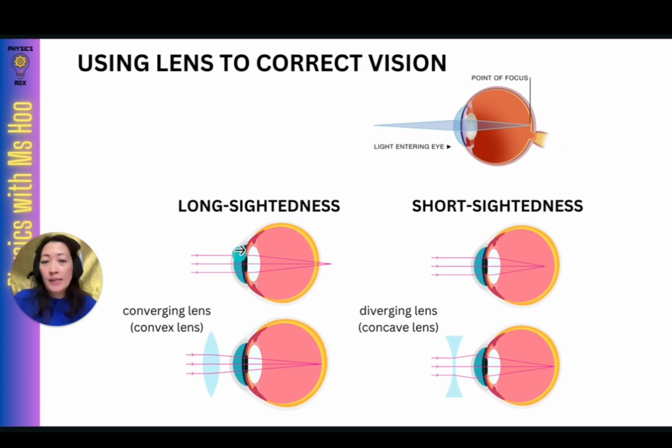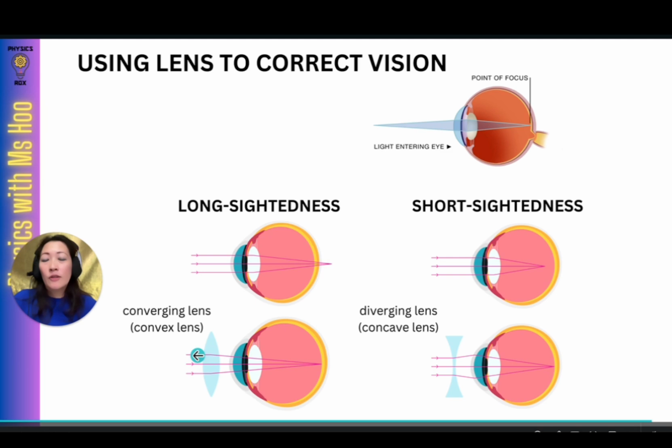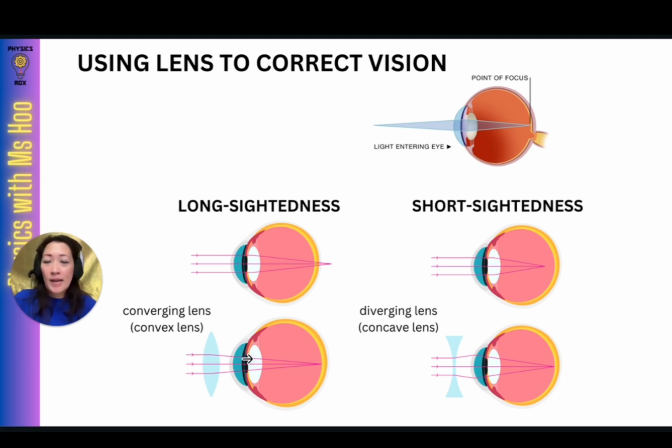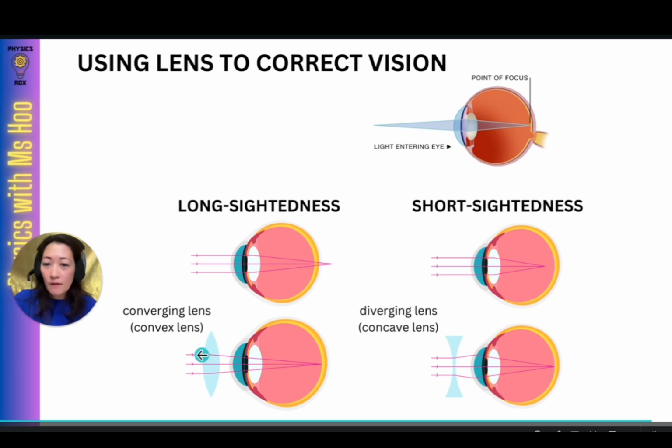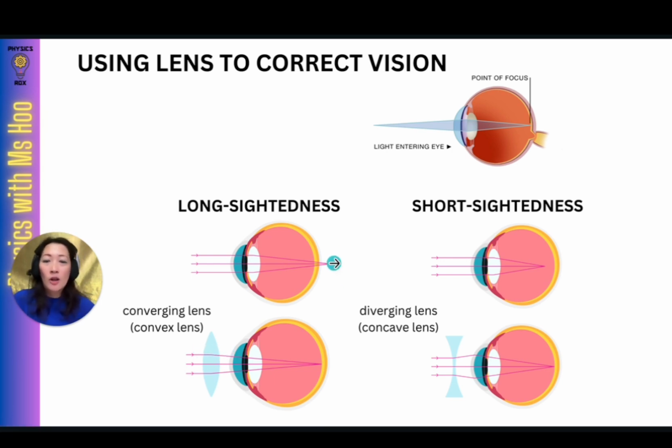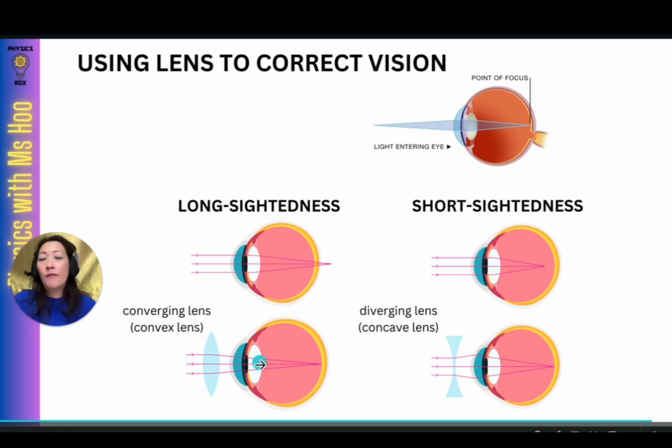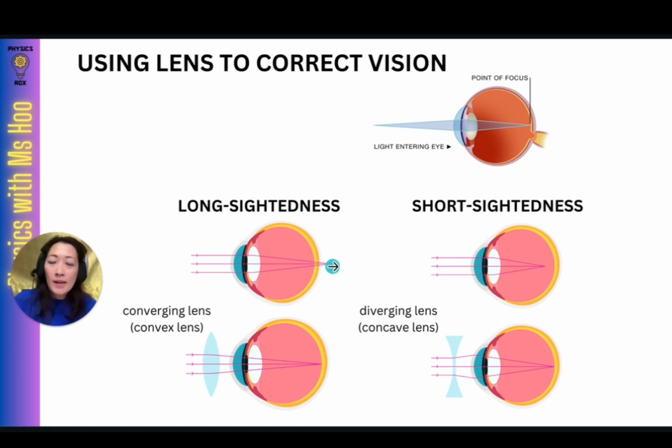How to correct this? This person would need to wear glasses with converging lens. By wearing a converging lens or a convex lens, before the light rays reach the eye lens, they'll pass through this convex lens and they'll be focused. That means the light rays have been brought closer, and then they will refract again through the eye lens. The convex lens helps to bring these light rays to be focused at a closer distance from the original so that they can focus at the retina.